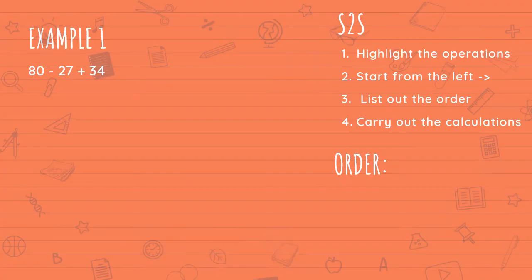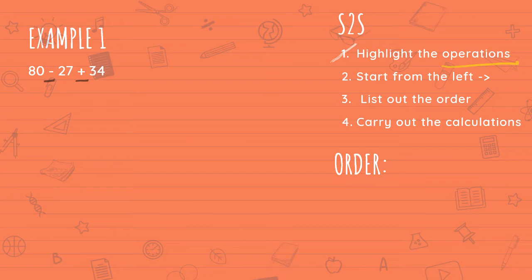So let's start. Example 1, 80 minus 27 plus 34. Our S2S is up here on this side. So first, we're going to highlight the operations. So what are the operations? Let me just use a proper highlighter. Let's highlight them. We have minus and we have, let me just underline them so you can see, minus and a plus. So that is step 1. Step 1 is done.